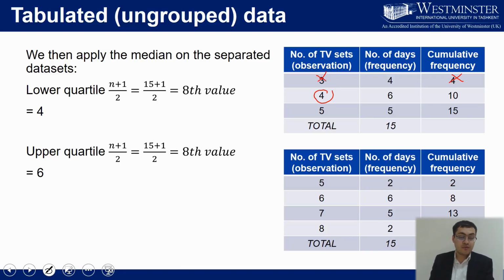Applying the same thing for the upper quartile, we get again the 8th value. That should come as no surprise because we're trying to split it up into 2 equal parts. The 8th value is higher than 2, so it is not inside 5. It is exactly at the number 8, so that is going to be 6 as our upper quartile for the number of TV sets sold.